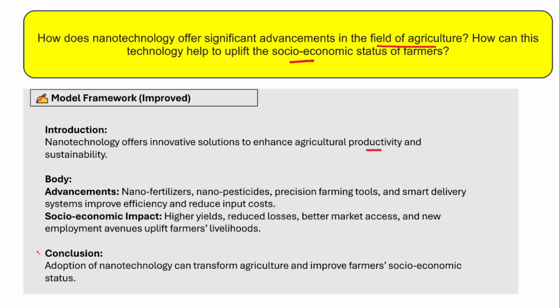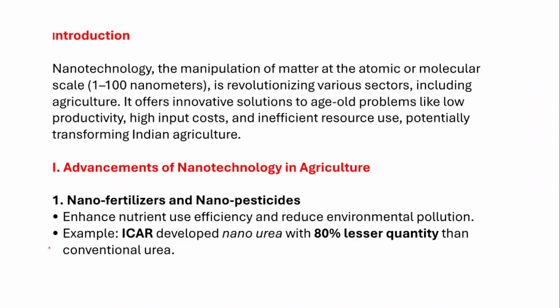And in the conclusion, what you need to write? So in the conclusion, you need to write about linking nanotechnology with doubling farmers' income. So linking nanotechnology with sustainable agriculture, so that the socio-economic status of farmers can be substantially improved, right? So in the introduction of this particular question, you just have to briefly introduce nanotechnology, right?